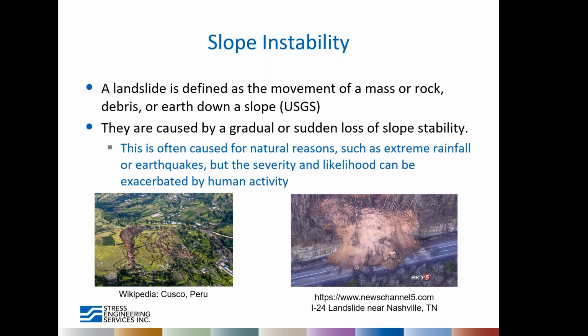On the bottom left, we have a large landslide that has taken out a large section of a hill in Cusco, Peru. And then on the right, we have a landslide that's going over a road in Nashville, Tennessee. Generally, in the United States, we see a lot of landslide risk in the Appalachian area.